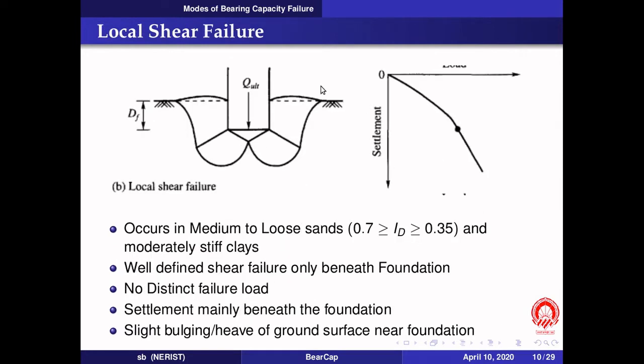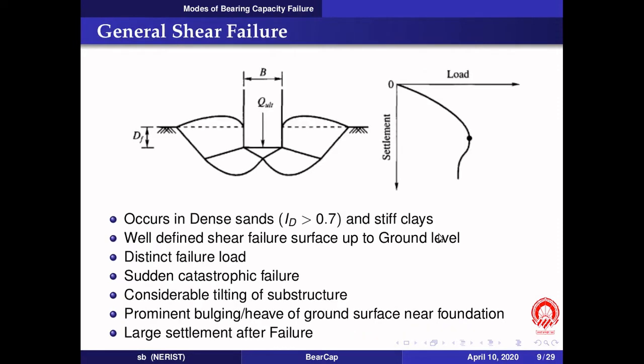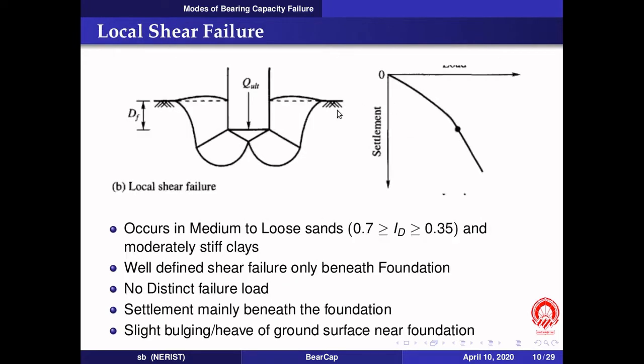The other mode of failure is called local shear failure, which occurs in soils of medium to loose sands whose relative density is in between 70% and 35%. I forgot to tell you that general shear failure usually occurs when the relative density is above 70% in case of sands. Now coming to local shear failure, it occurs in medium to loose sands whose relative density lies between 70 and 35%, and also it occurs in moderately stiff clays.